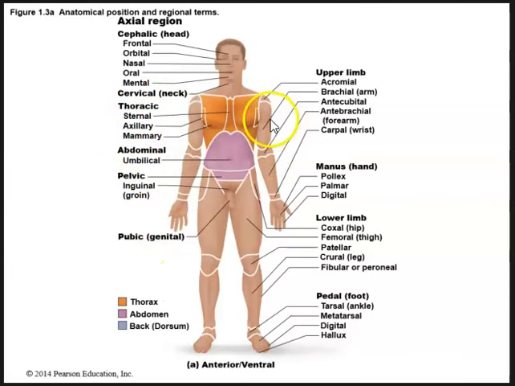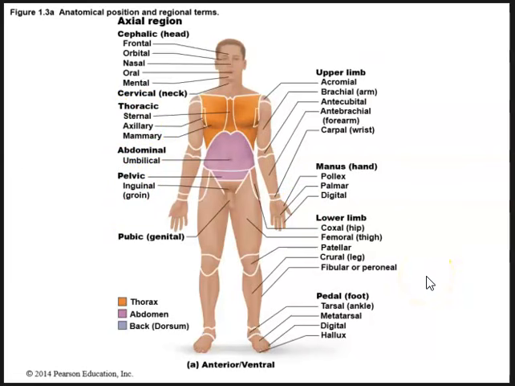Okay, and we can actually see that it is color coordinated. So for example, orange represents the thorax. This purplish color represents the abdomen. And then in the next slide, we'll see the dorsum, or the back portion of the trunk or the axial region. Okay? And then be familiar with these terms within each region.